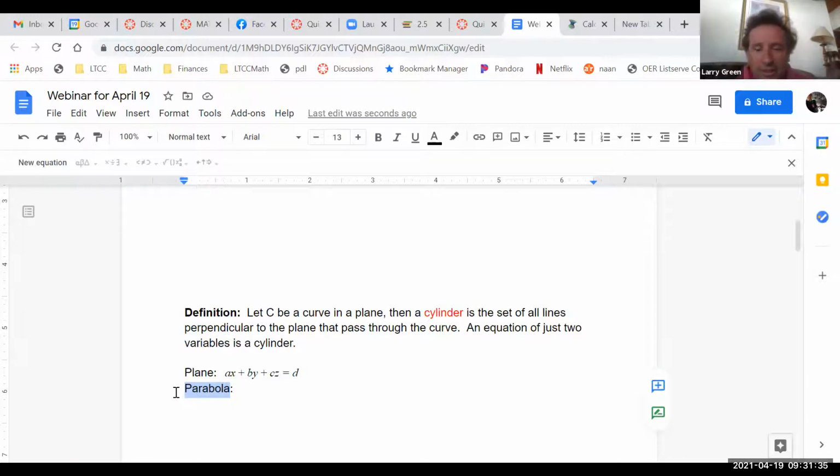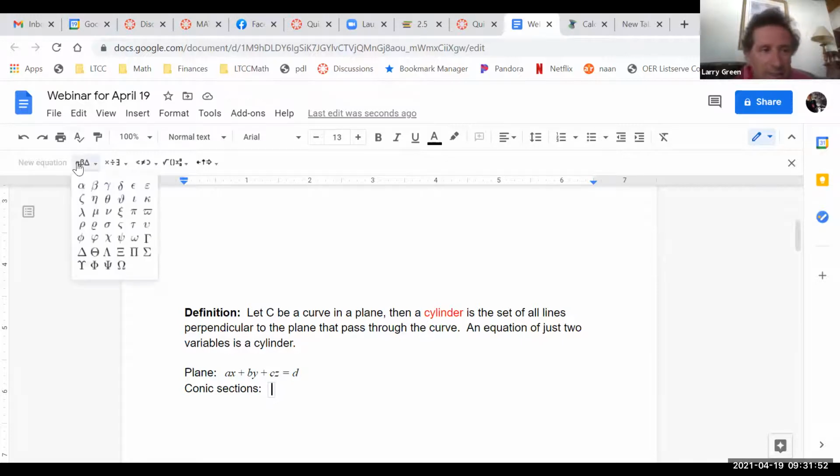Again, this is a review. Maybe you don't. Conic sections. Does that ring a bell? I hope so. Those are called conic sections.